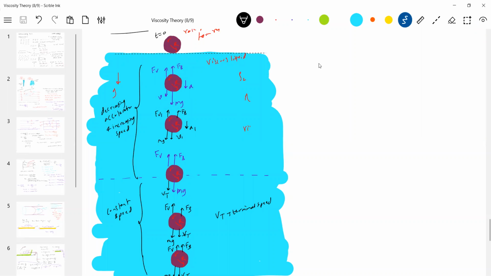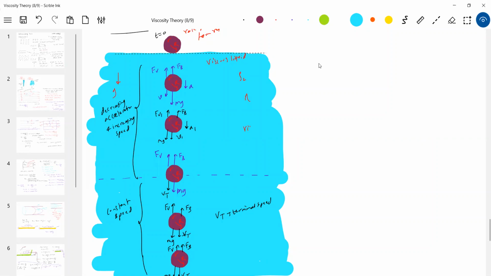Fine. Go back to the kinematics. If acceleration decreases, speed can still increase. So increasing speed. Finally, at one instant, the viscous drag and buoyant force will balance the weight, and net force will be 0. And it will move with a constant speed. How long? As long as liquid is present. I'm interested in this terminal velocity.